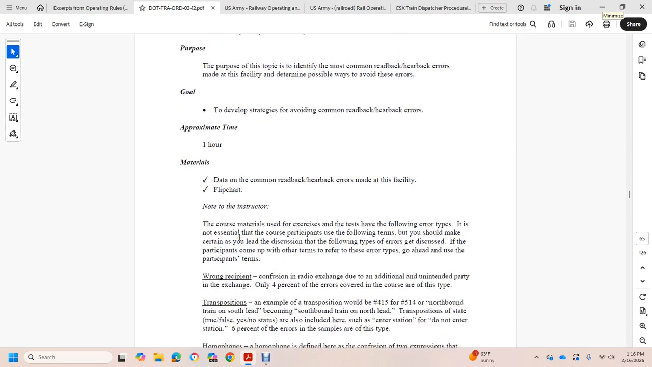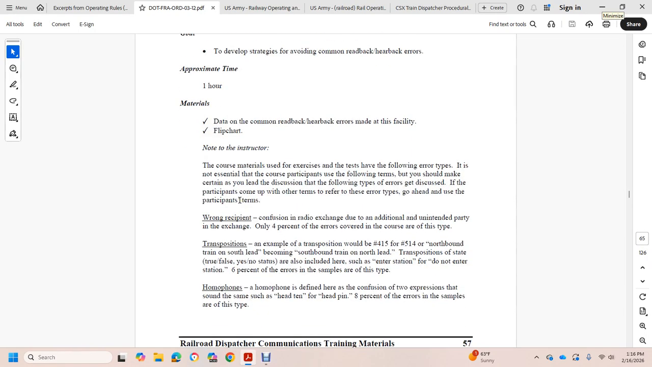Approximate time: one hour. Material: the data on common readback, hearback errors made in the facility, on the flip chart. Note to the instructor: you may use the following error types with the exercise. It's not essential that the course participants use the following terms. You should make certain that you lead a discussion on each type of error that can get participants talking, and come up with terms that refer to these error types. Go ahead and use the participants' terms.